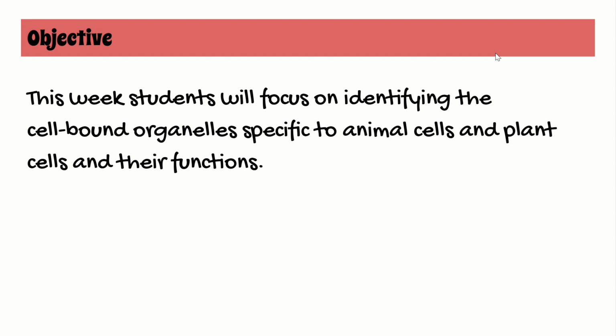So I want to cover these words right here, cell-bound organelles. So think about humans, right? We have organs such as our heart, our brain, our stomachs, our kidneys, and our individual cells also have organs, but they're called organelles. And they're cell bound because these organelles will be found inside the cells and they do not leave the cells.